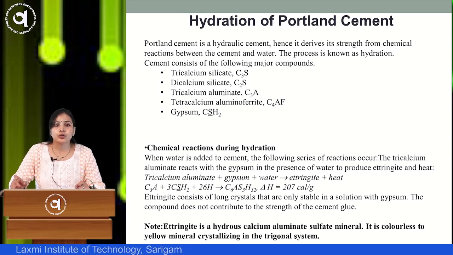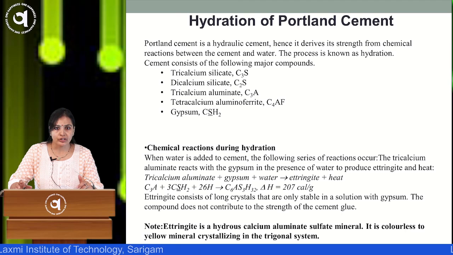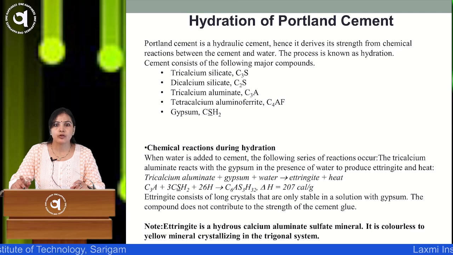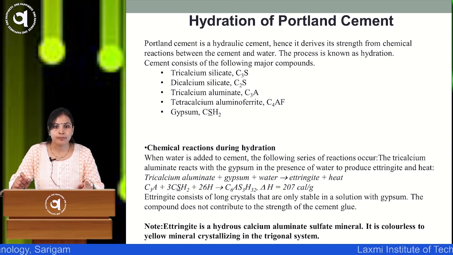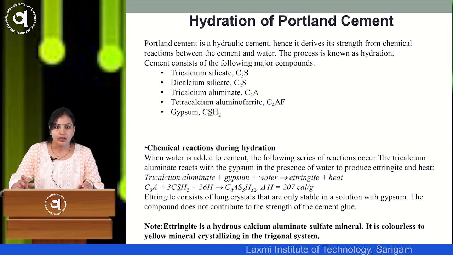When water is added to cement, the following series of chemical reactions occur. The tricalcium aluminate reacts with the gypsum in the presence of water to produce ettringite and heat: tricalcium aluminate plus gypsum plus water gives ettringite plus heat. The formula is given here. This ettringite consists of long crystals that are only stable in a solution with gypsum. The compound does not contribute to the strength of the cement glue. I have mentioned these notes for your understanding of what ettringite is.